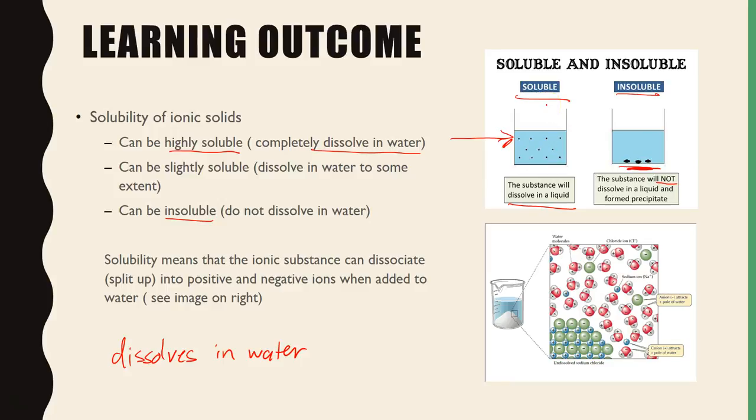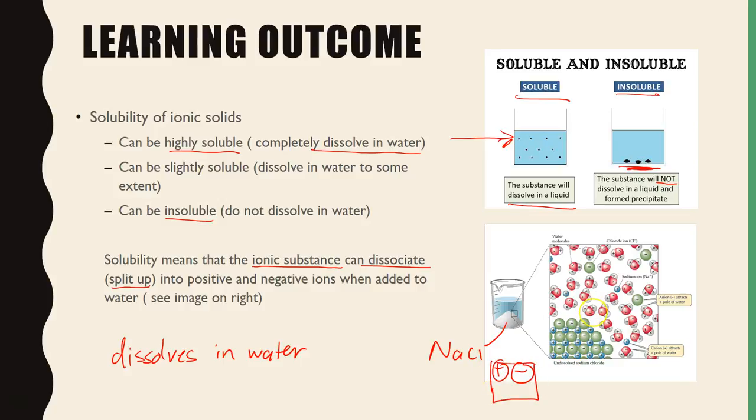And solubility just refers to, in the context of an ionic substance, the ability to dissociate or split up positive and negative charges, and that's shown in the image on the right. So here's sodium chloride, or table salt, and it's made up of positive cations, negative anions in the lattice of an ionic compound. So lots of those repeating units.